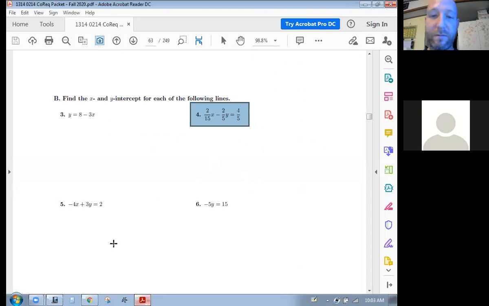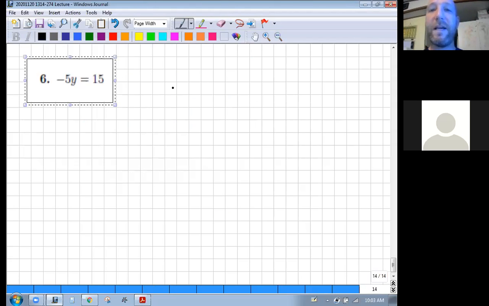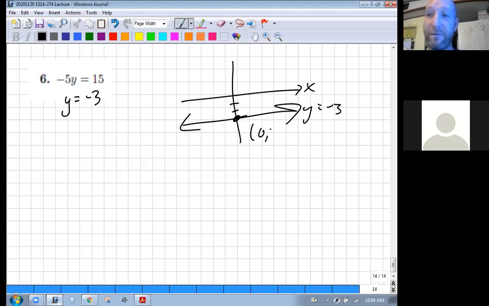What about this one? Find the x and y intercepts. Well, this is the same thing as y equals negative 3, right? 1, 2, 3. That's our line, y equals negative 3. So there are no x-intercepts. There's a y-intercept at negative 3. But there are no x-intercepts.